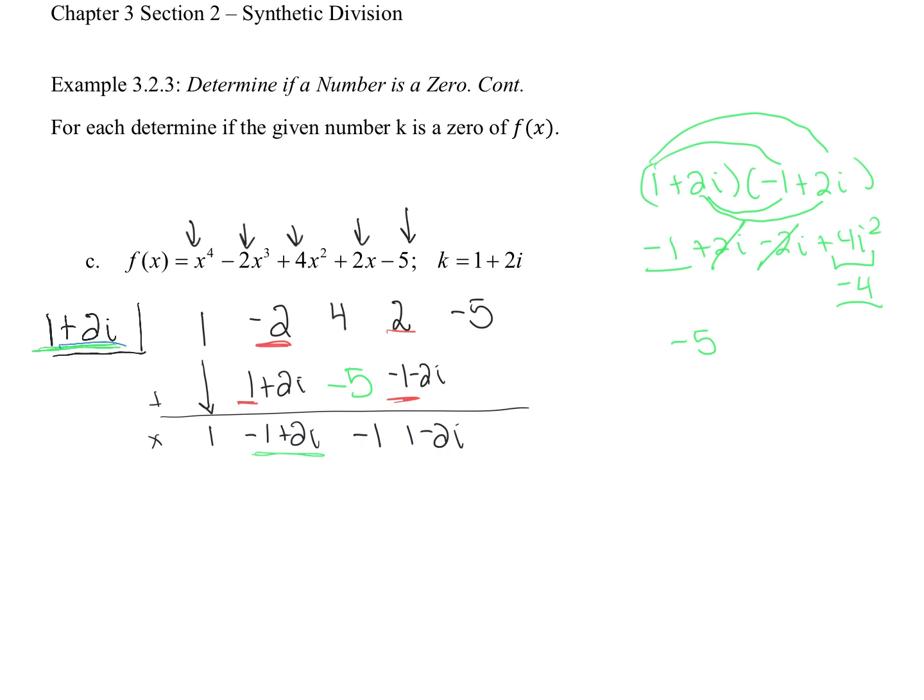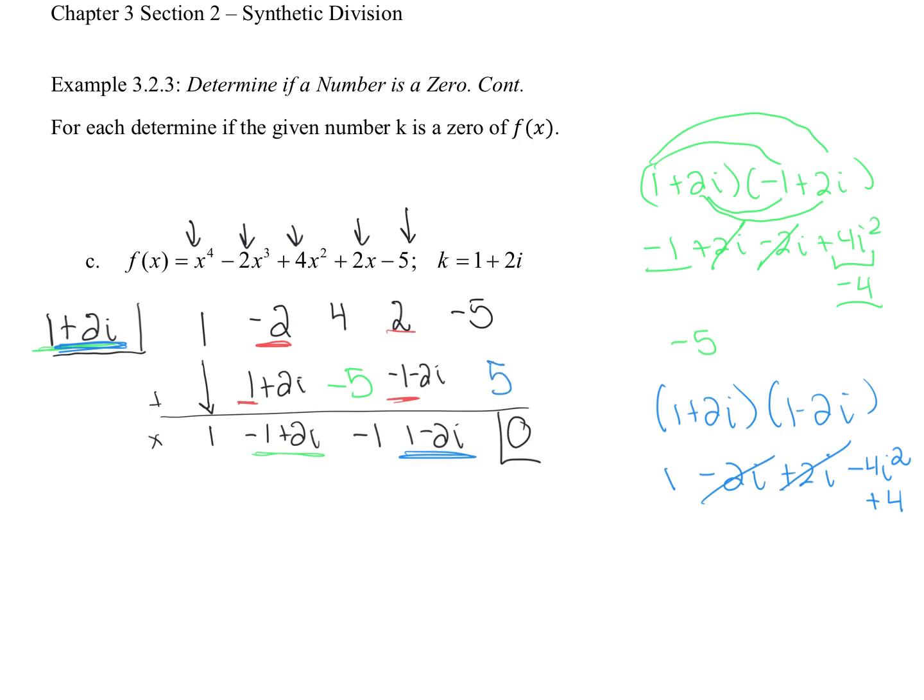And now I have to FOIL. 1 plus 2i times 1 minus 2i. 1 times 1 is 1. 1 times negative 2i is negative 2i. 2i times 1 is 2i. 2i times negative 2i is negative 4i squared. The 2i and the negative 2i cancel off. I squared is negative 1, so this is really a plus 4, so this becomes a 5. And then when you add those together, remainder of 0. So yes, this is a 0 of this polynomial because my remainder was 0.